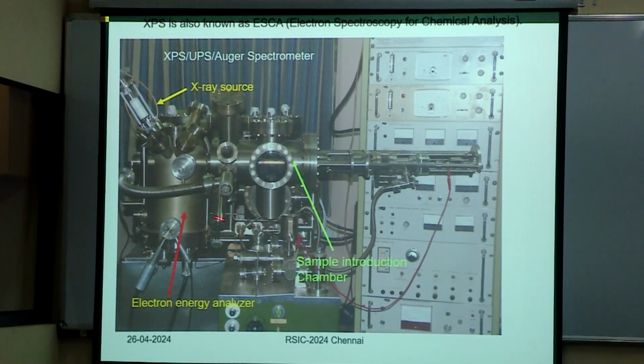This is the spectrometer. This spectrometer was bought somewhere in 1975, 77, one of the oldest spectrometers in India. It was bought from a company in the UK, so they purchased it. This is the machine.